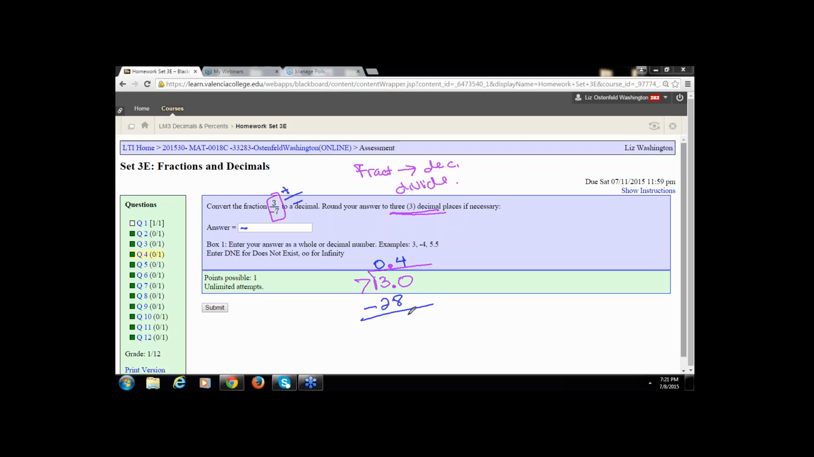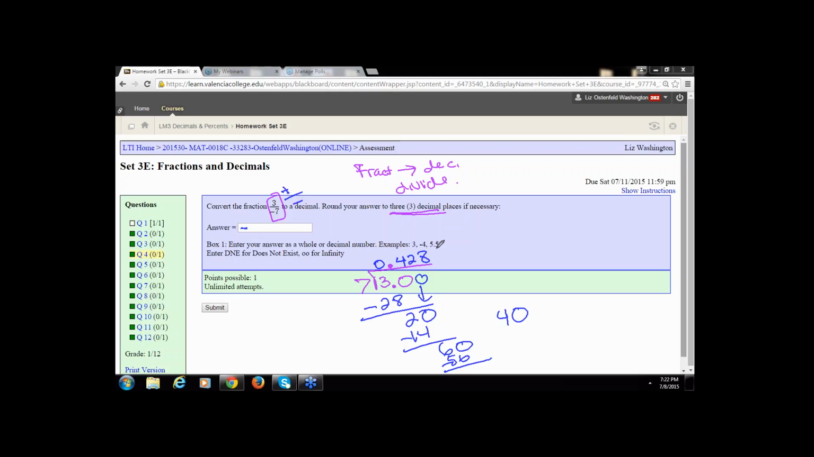I get a 28, and I get a remainder of 2. I'm going to go ahead and bring down the 0. 7 can go into 20 twice. I get a 14, remainder of 6, bring down another 0. 7 can go into 60, I'd say 8 times, because it would give me 56. Remainder of 4, I'm just going to write over here, bring down another 0.